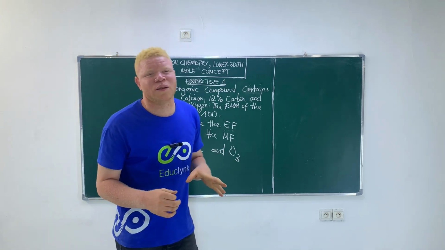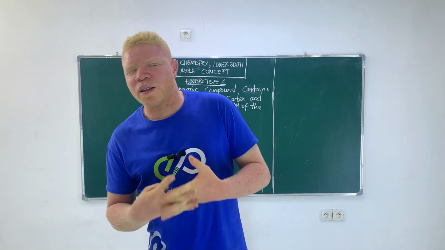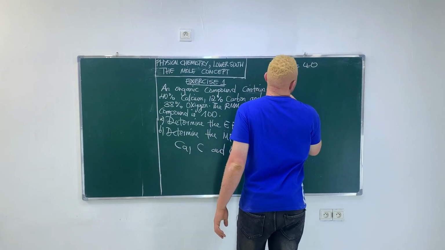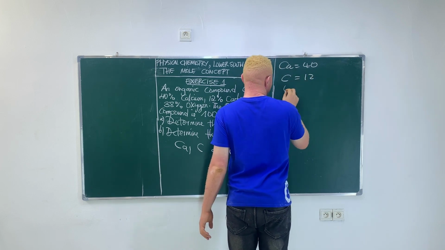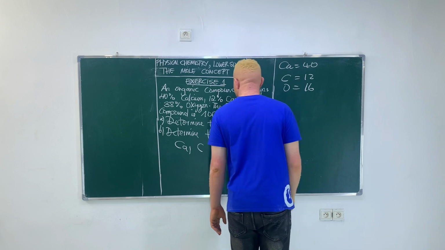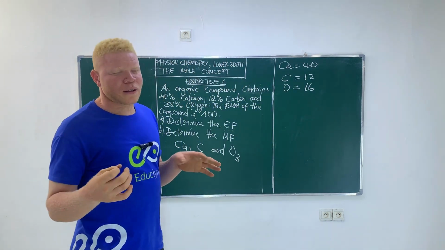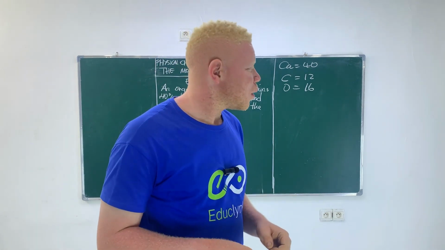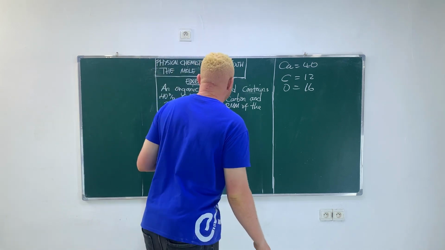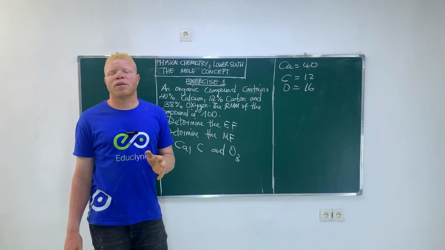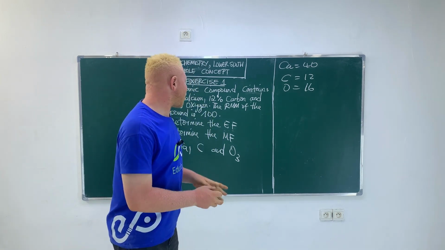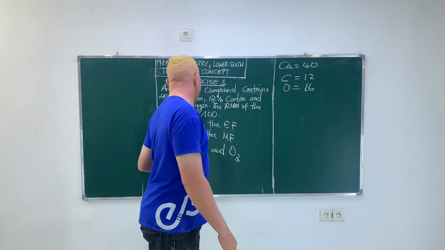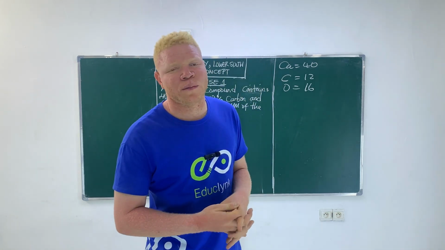In the course of this exercise, we are going to make use of three data. The data we have are: calcium, which is 40, carbon, which is 12, oxygen, which is 16. When you have such an exercise in front of you, the first thing to do is identify the elements found in the compound. Then go forward to look for their percentages. That of calcium is 40%, that of carbon is 12%, and that of oxygen is 38%.